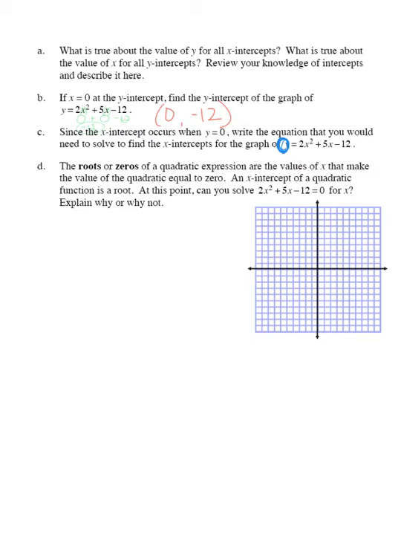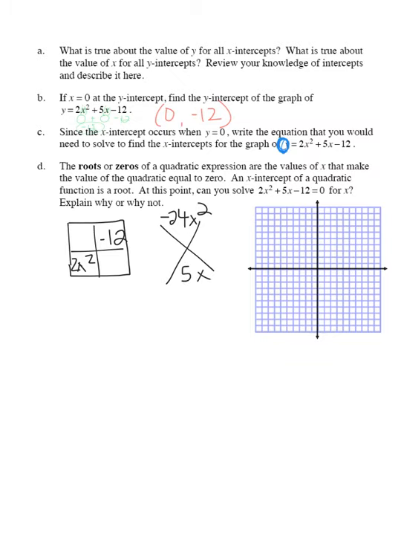So all we're going to do is take this equation and start by factoring it. I'm going to make the box and diamond problem. 2x squared and negative 12 go in the diagonal. If we multiply those together, we would get negative 24x squared. And we want to pick two numbers that will add to positive 5x.